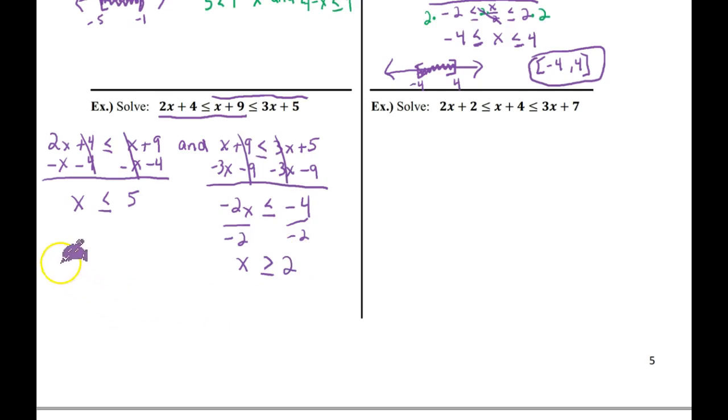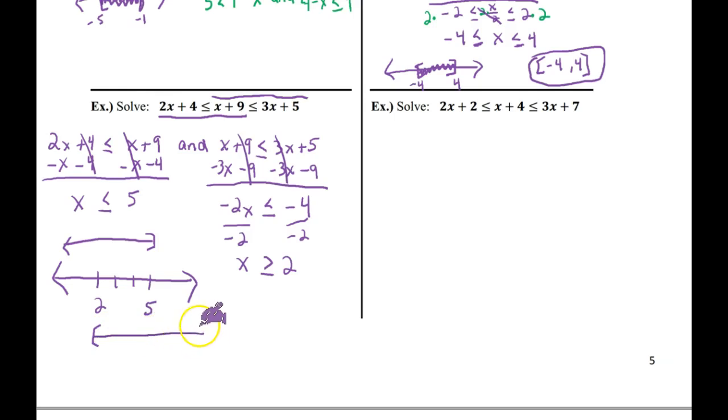Now I'm going to go graph them. So I have 2, 3, 4, 5. And they are both positive. So now, x is less than or equal to 5. I would use a bracket or a closed dot. Everything left, I shade left. Greater than or equal to, I would use a bracket. And greater than, I shade up forever.